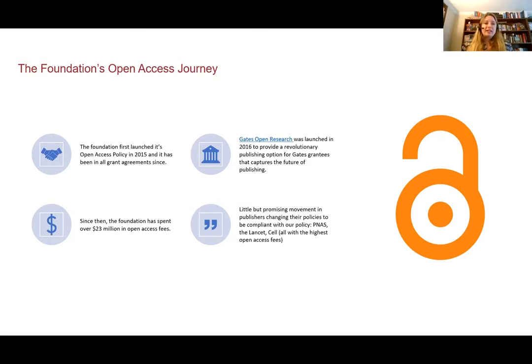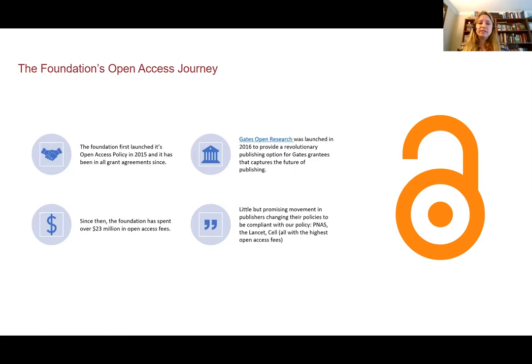This number is a little outdated now, but we've spent about 24 million in open access fees for roughly 8,000 articles. When we think about that kind of money, I'm sure many could argue that it could be put elsewhere, or that it has a good impact for open access, but it's definitely something that we consider when looking at how we shape our policy: how much we spend on those open access fees and how we can better support the community through that funding.